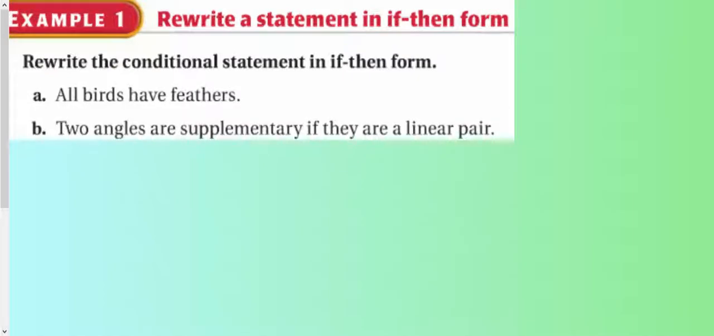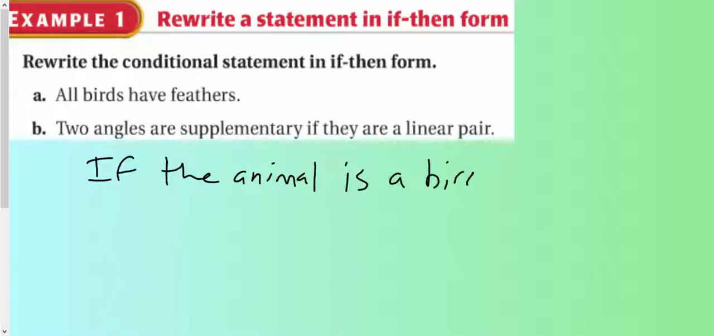So we're just going to practice rewriting a few of these. And sometimes you have to add words. So if you have to add words, that's okay. All birds have feathers. We need the if and the then in there. So I'm going to say, if the animal is a bird, then it has feathers. I'm adding the words "the animal." And this may or may not be true. You might be able to come up with a counterexample.